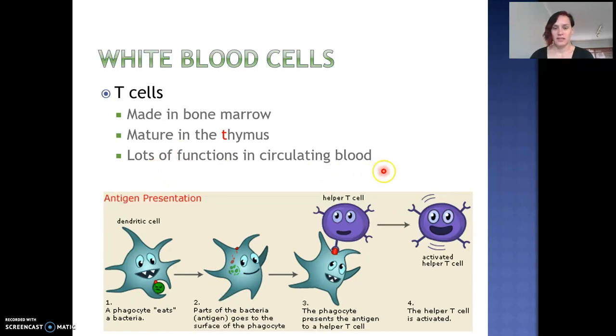There are lots of functions in the circulating blood. Now, T cells are really confusing. You've got to think about this immune response as being a multicellular, multi-level, very complex situation. So I'm going to give you some really basics about what these cells do, but you have to really watch some videos to think about how big and complex this is and how all these things match up.